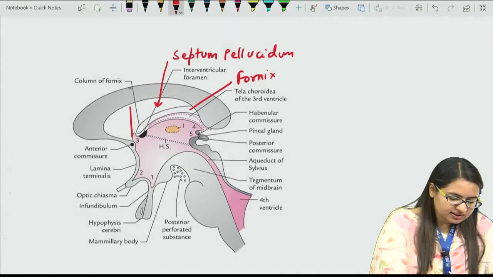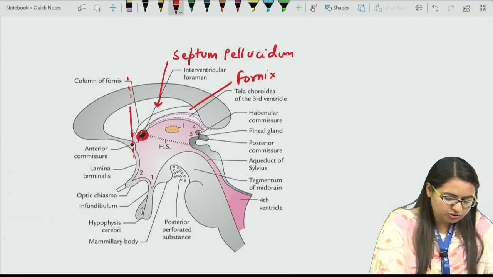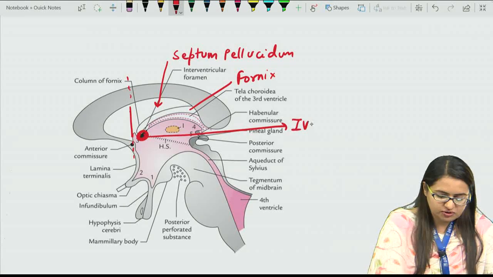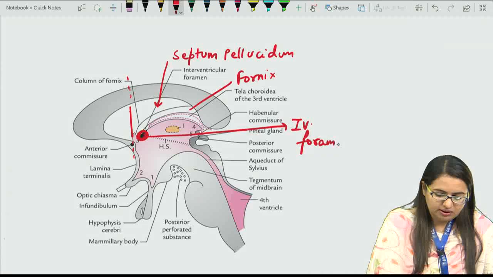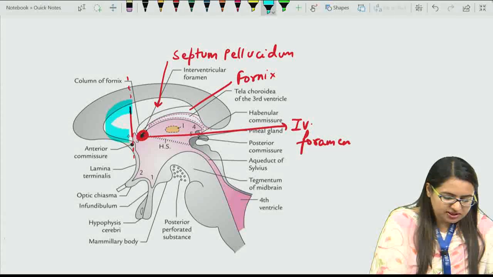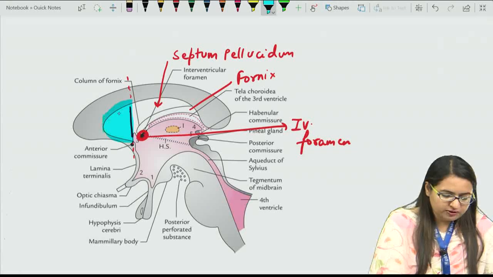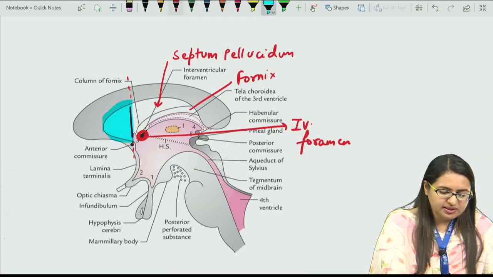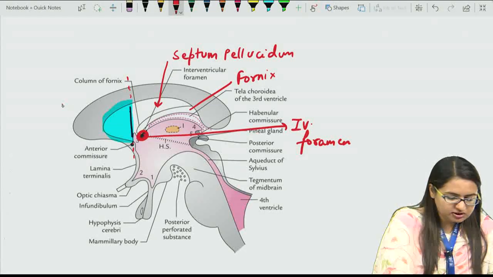Now we have already said that if we draw an imaginary line crossing the interventricular foramen, the interventricular foramen is present over here. The portion of the lateral ventricle which is anterior to this will be lying over here. This is the portion which is the anterior horn of the lateral ventricle.